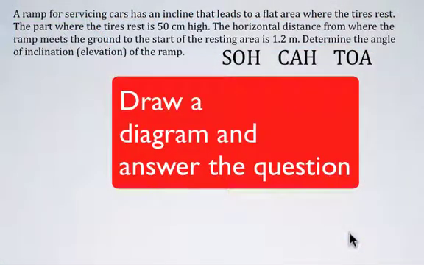A ramp for servicing cars has an incline that leads to a flat area where the tires rest. The part where the tires rest is 50 centimeters high. The horizontal distance from where the ramp meets the ground to the start of the resting area is 1.2 meters. Determine the angle of inclination.